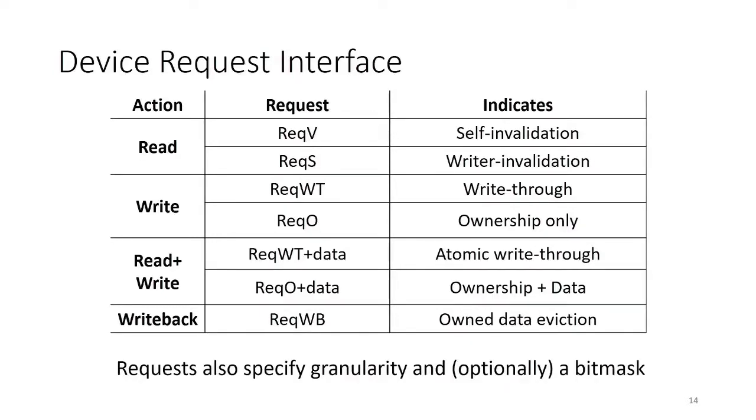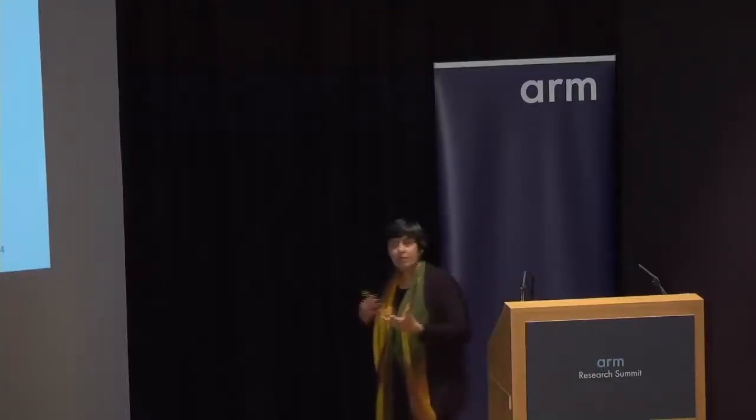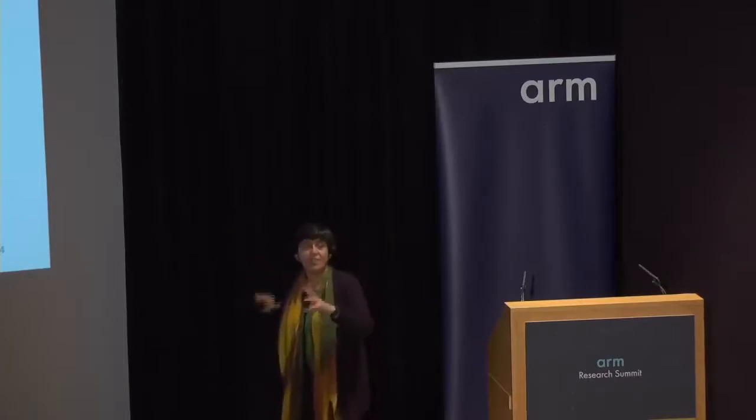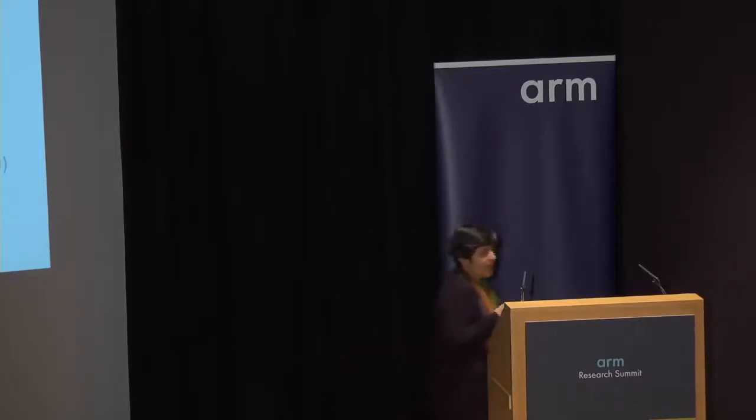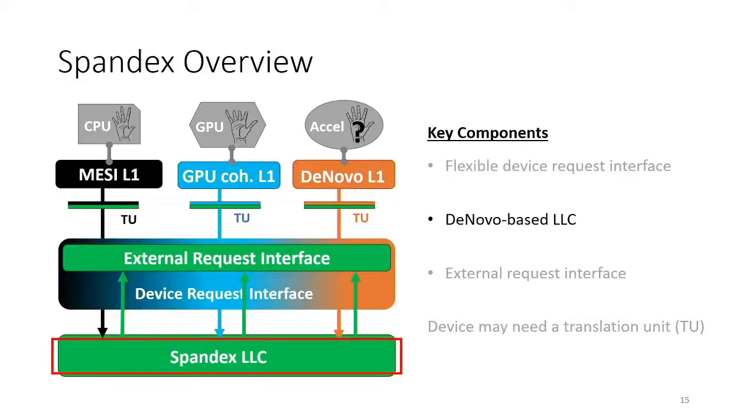All right. So these requests also additionally specify a granularity, including potentially a bit mask that tells you which words in a particular cache line you want this request to deal with. Okay. Another key thing is that all of these requests can be mixed and matched in the same program in the same device if the device wants to support them. Right? So it's completely orthogonal and composable. Okay, so that was about the request interface.